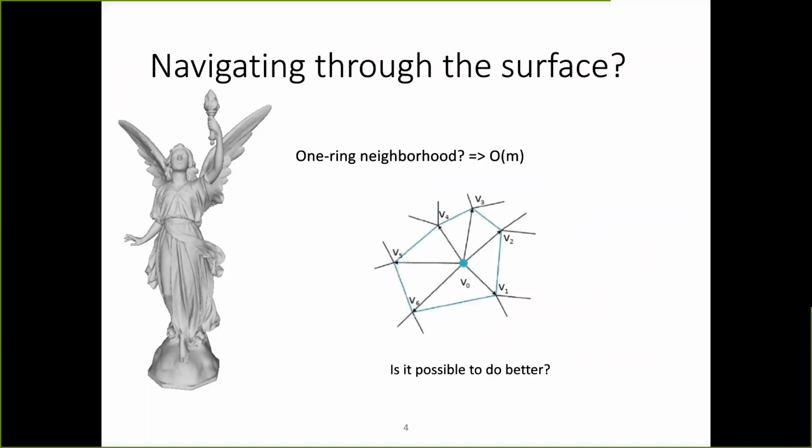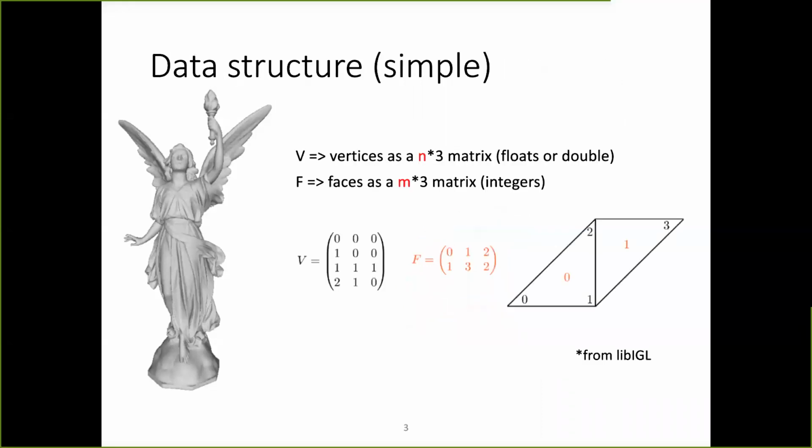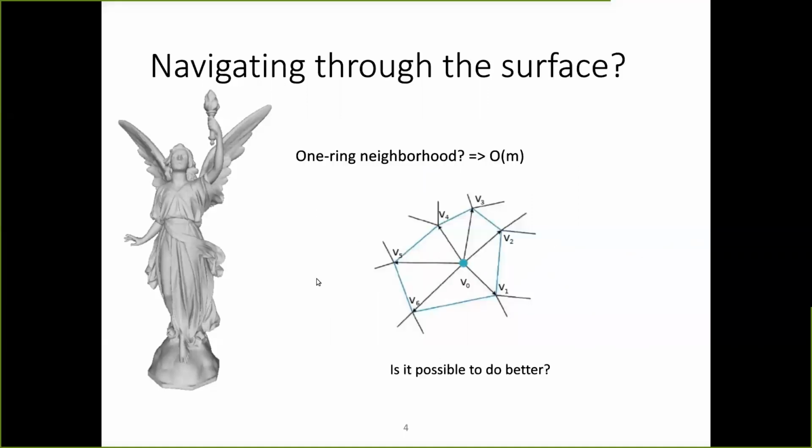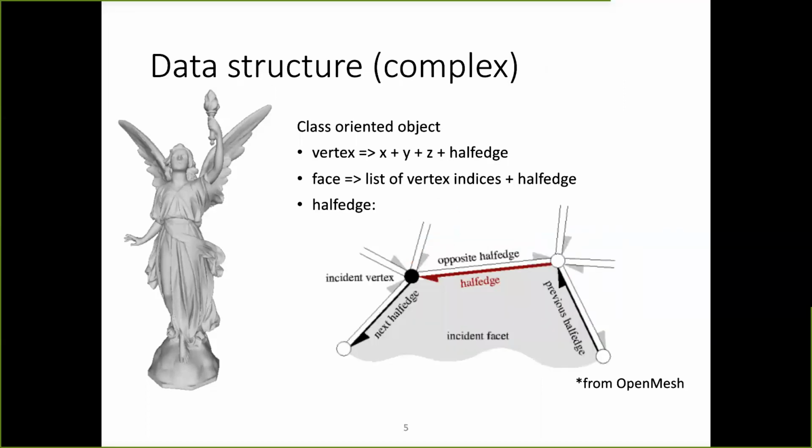So back to the one ring neighborhood. For a given point, so V0, let's say you have to find all the points that are connected to this point in its neighborhood, through all the faces that are around it. And the problem if you have just two matrices is that if you want to find just the points that are adjacent to a point, you have to loop through all the faces. So it's a little bit computationally heavy.